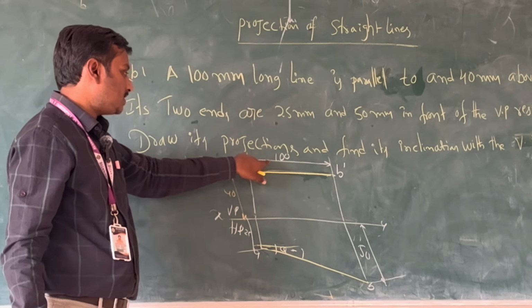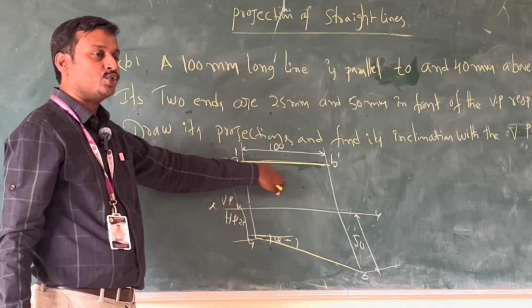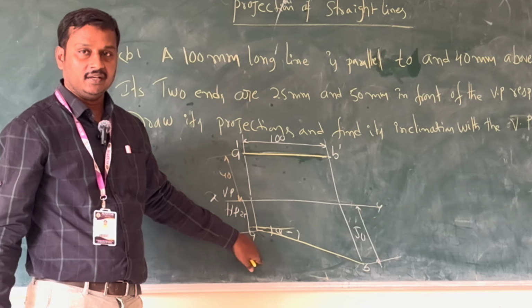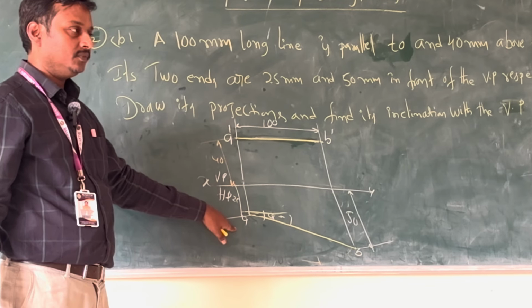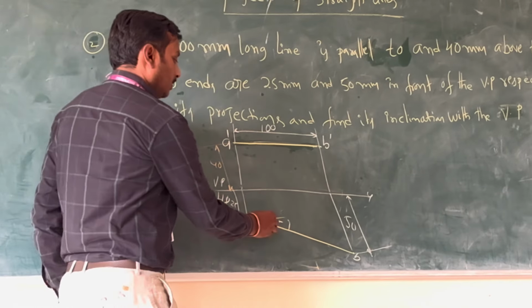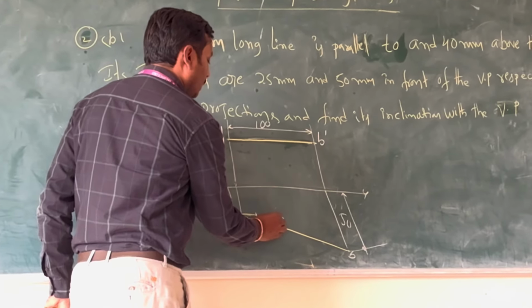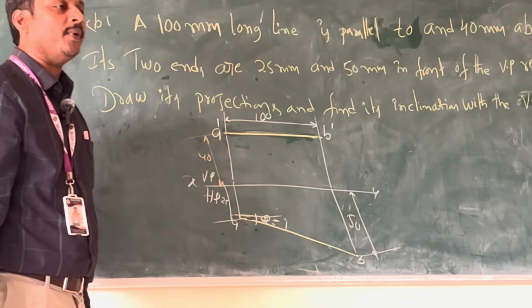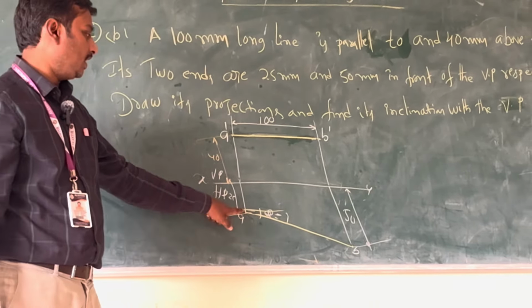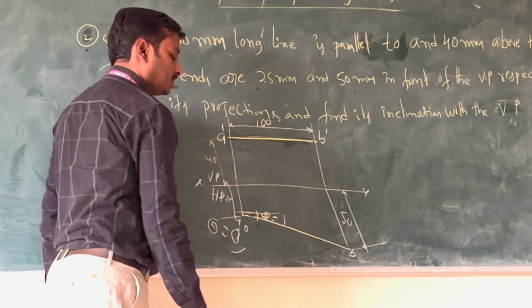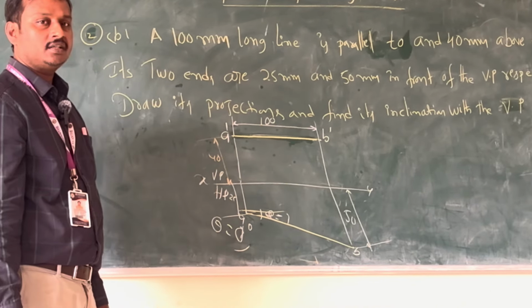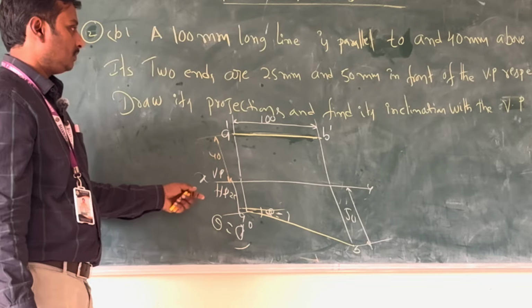Okay. This is a 100 mm long line parallel to HP and inclined to VP. What is the angle here? The inclination with VP, you have to find it and draw the angle in degrees. Got it? Do it.